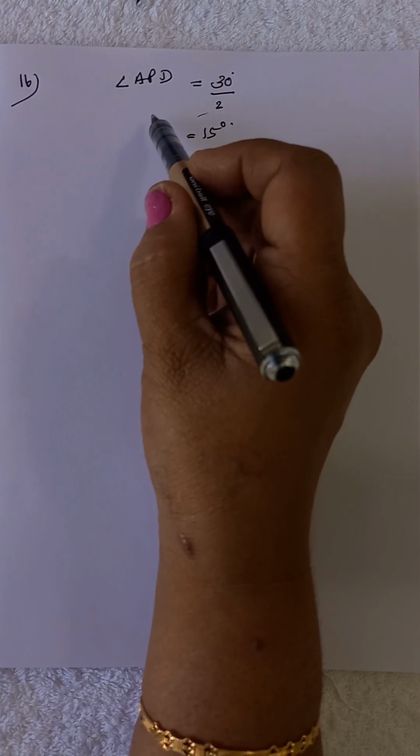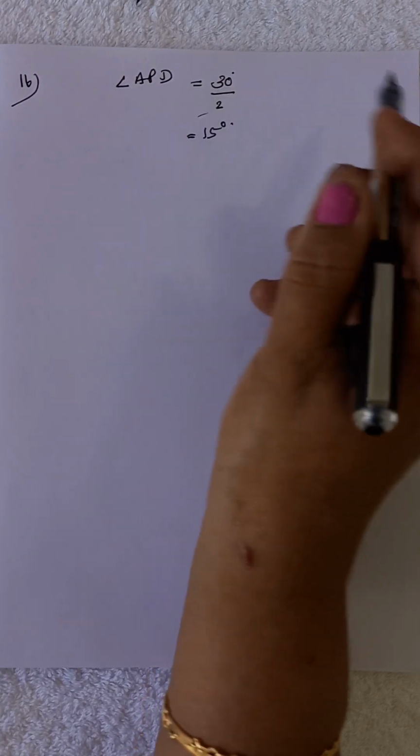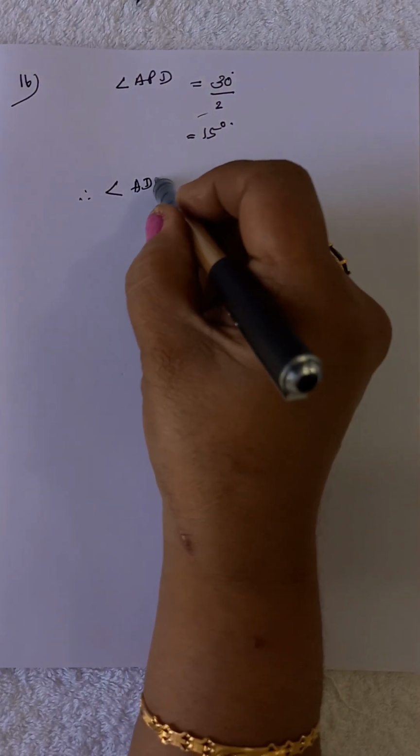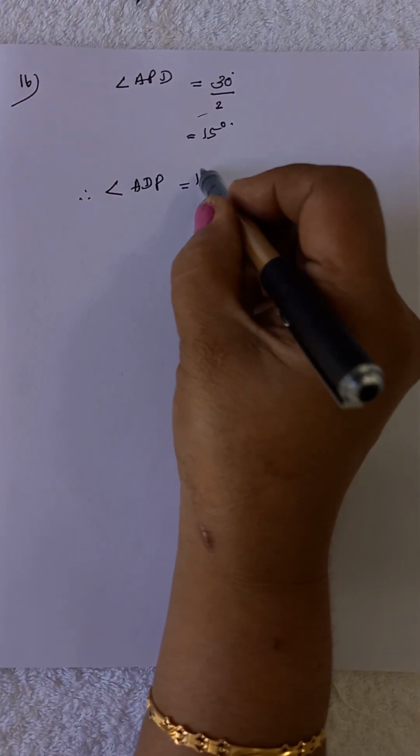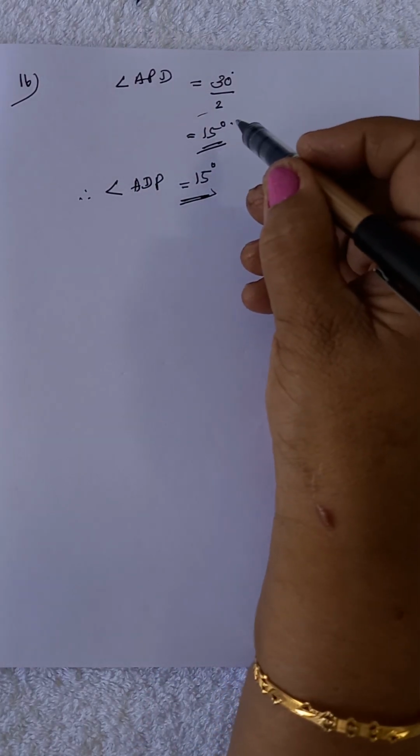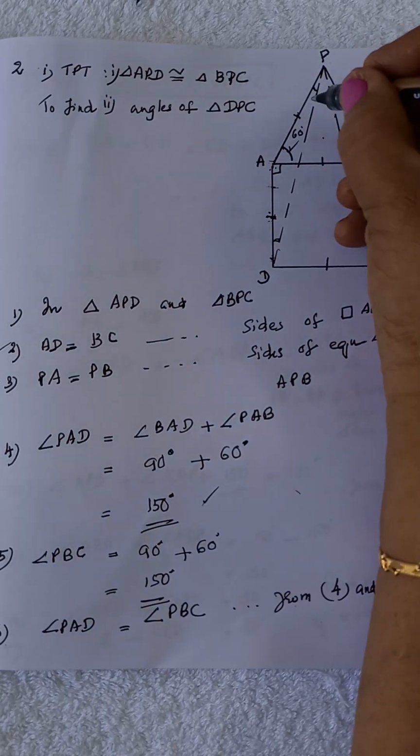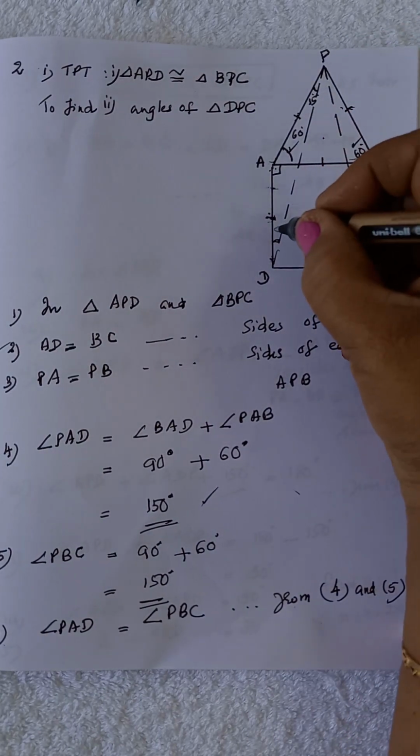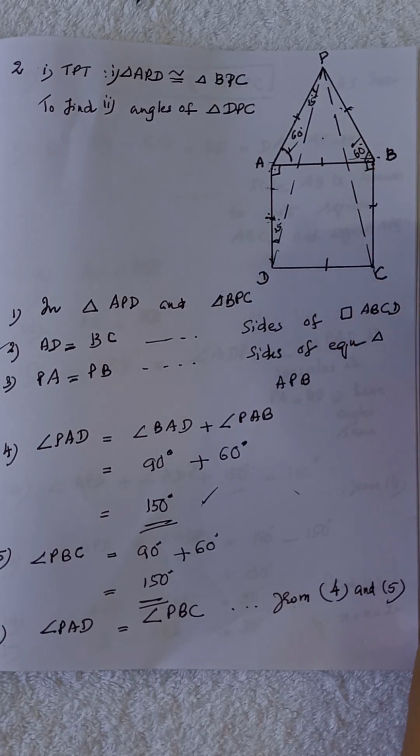But angle APD is the same as angle ADP. So we can write, therefore, angle ADP, that also will be what? 15 degree. So we got these two angles. We can mark those two angles here, 15 degree. This is also 15 degree, base angles.